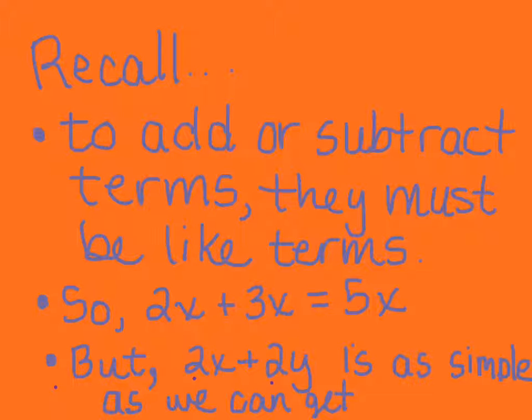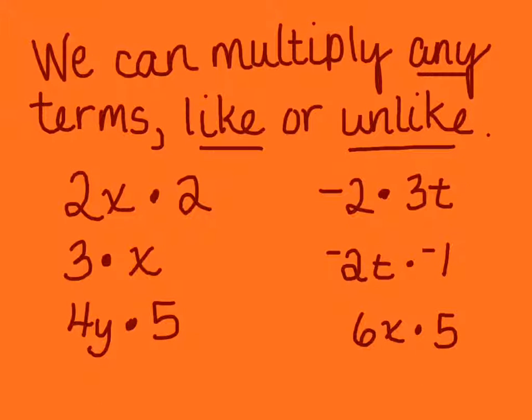That's different, though, when we get to multiplying. So we can multiply any terms, whether they're like or unlike. So 2x times 2 actually gives us 4x. So you might remember that 2x just means 2 times x. So we could think of this as 2 times x times 2. So now we just have 2 times x, which is really just 4x. 3 times x is 3x. So they do not need to be like terms to multiply them.